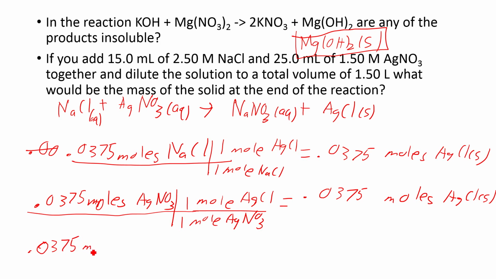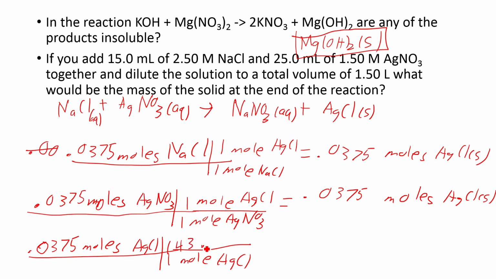0.0375 moles of silver chloride. We're going to convert that. For every 1 mole of silver chloride, it's going to have a mass of, I'm going to look this up, silver 107.87, and then chlorine 35.45. So every mole of that is going to have a mass of 143.32 grams. So we multiply those together, and we get that we're going to form a total of 5.37 grams, you'll notice 3 sig figs, because that's how many are in the problem, of silver chloride.